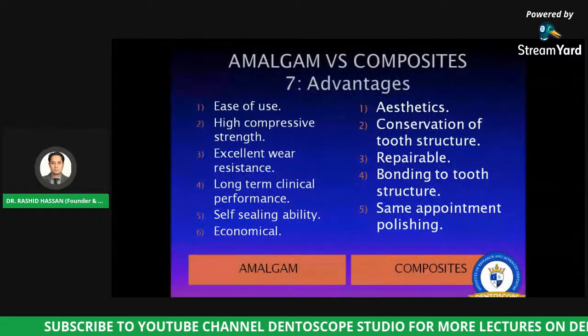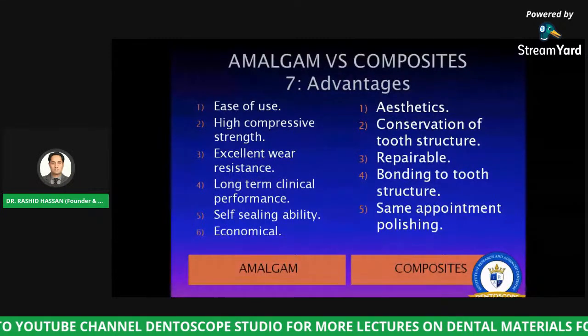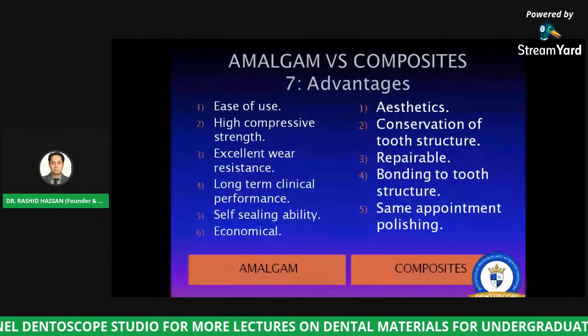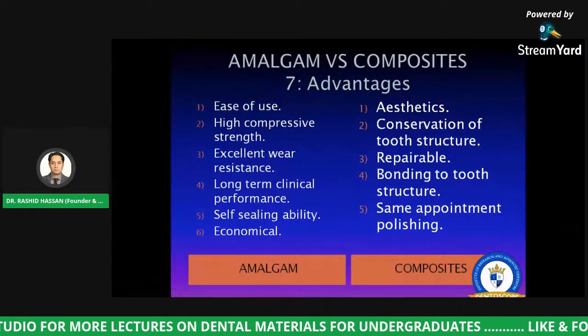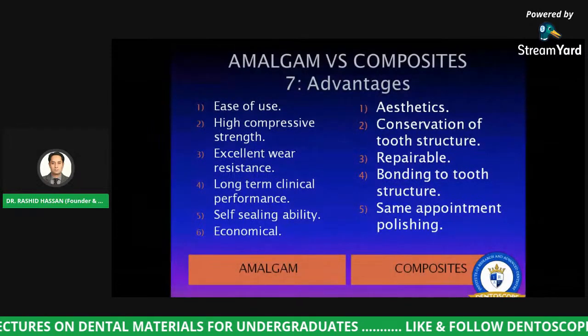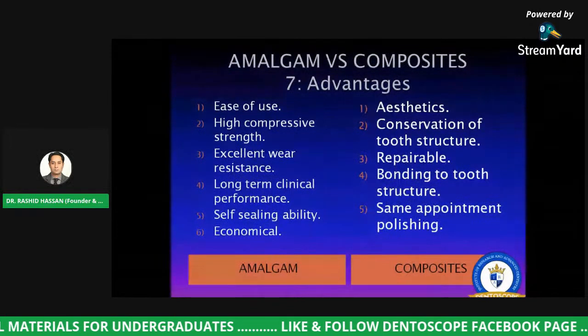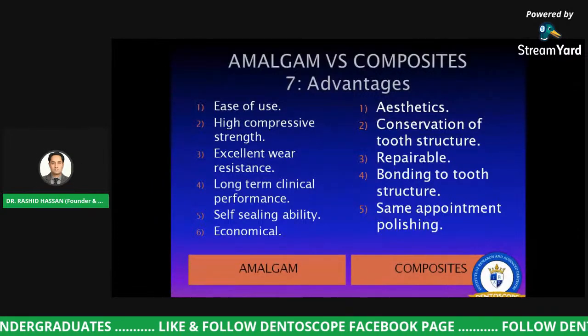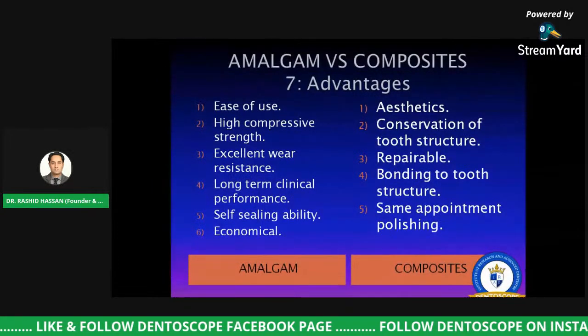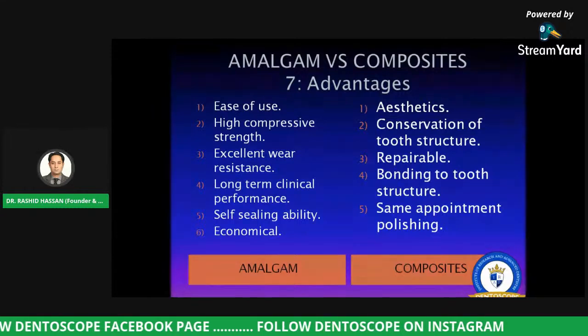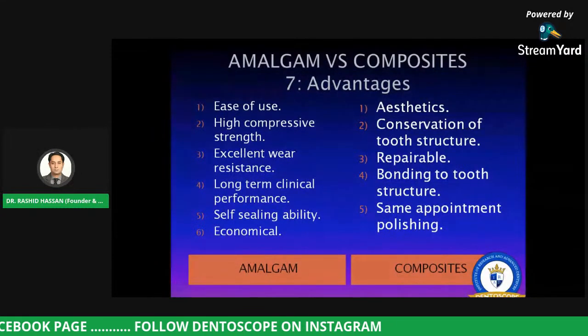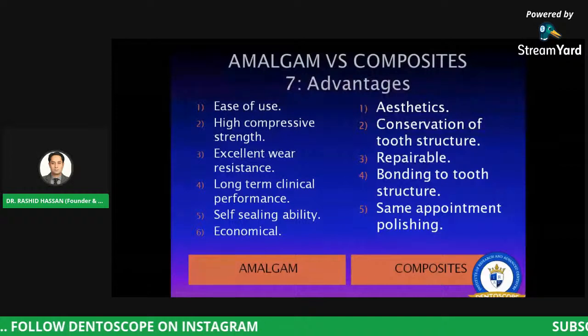So if your dental amalgam is not good under compression, if the compressive strength is not good, obviously the dental amalgam restoration is going to fracture. So that's why we need a material which is good under compression, which obviously dental amalgam is. That's why you use it in the posterior teeth.